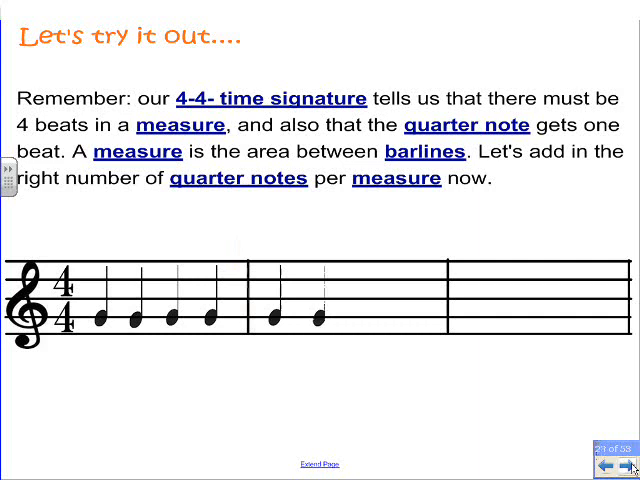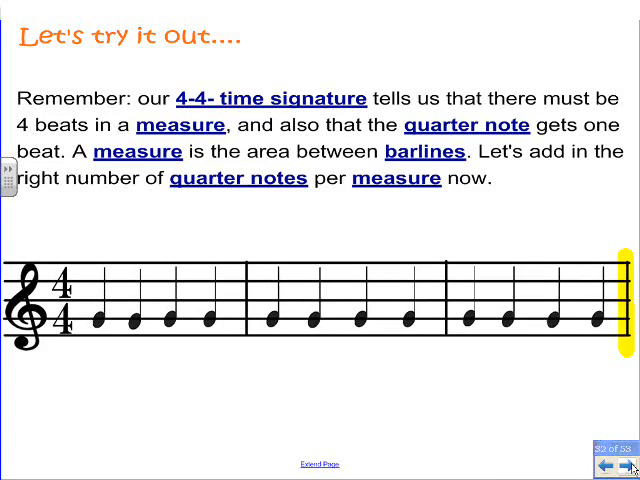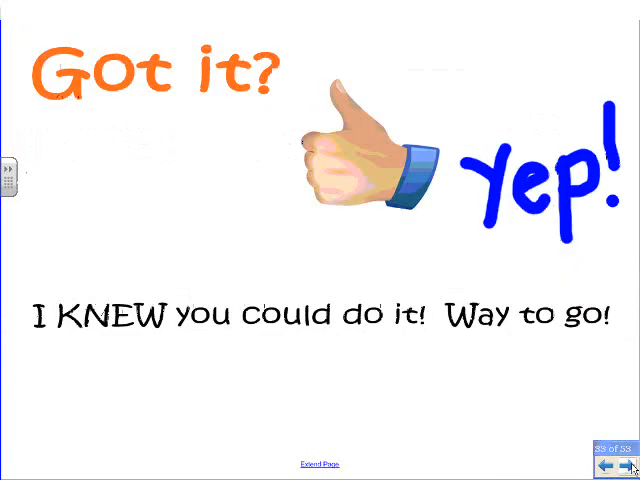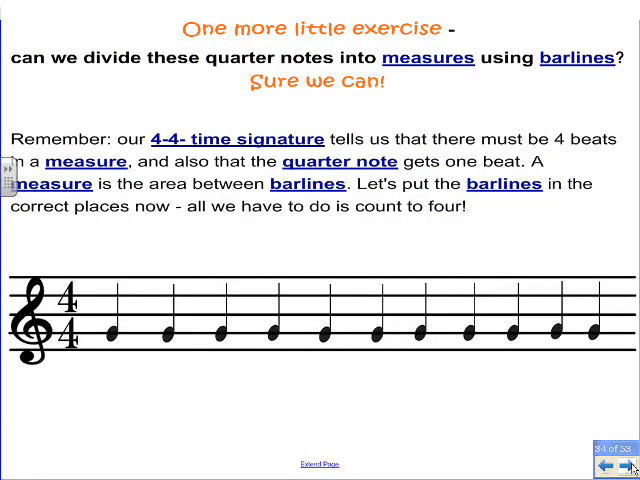1, 2, 3, 4, bar line. Let's do it again. 1, 2, 3, 4, bar line. See how easy that is? You got it? I knew you could do it. Way to go. One more little exercise.